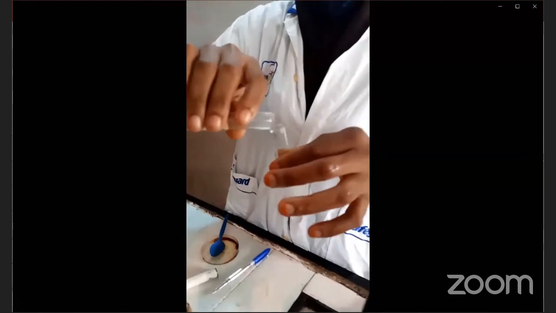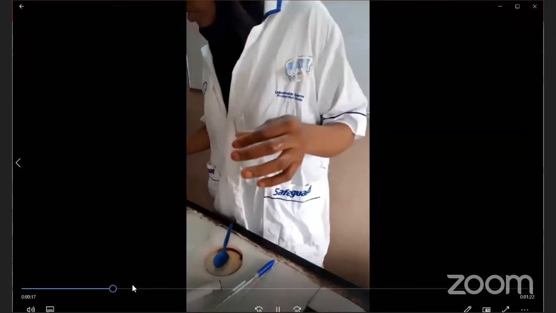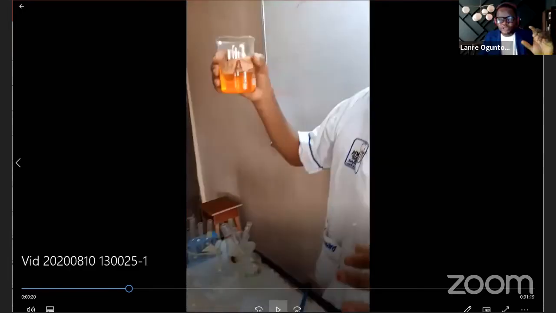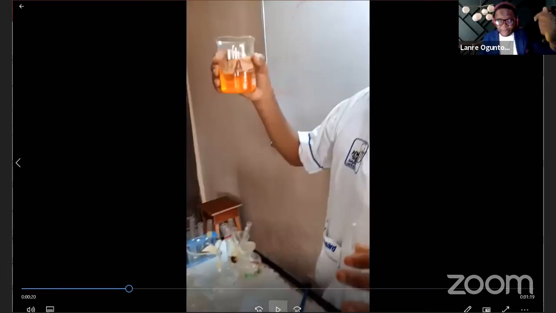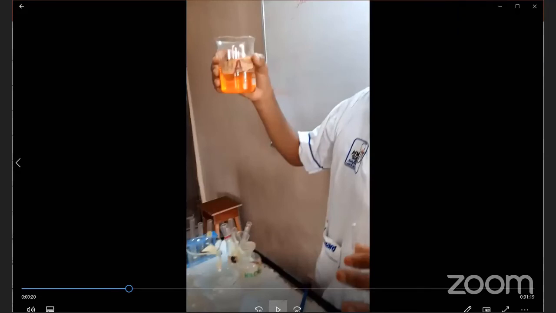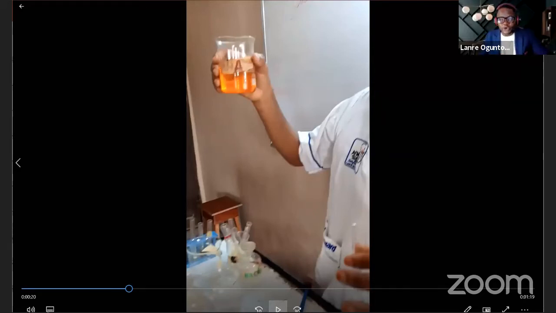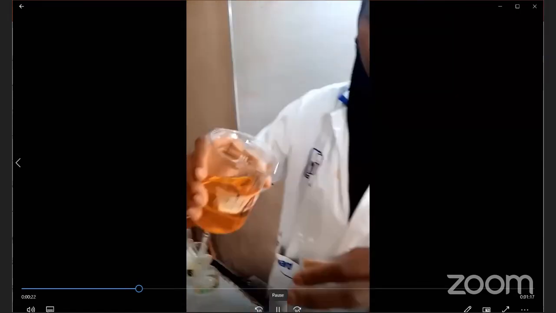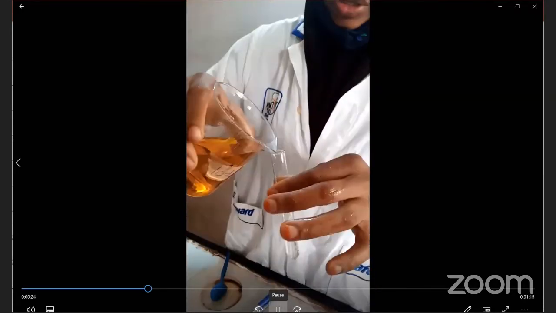Adding to our test tube, then these are dichromates. You can see your sample C is colorless. But we are going to add this potassium dichromate. You can see the color of the potassium dichromate, it's orange. So we are going to add the potassium dichromate to the sample C.